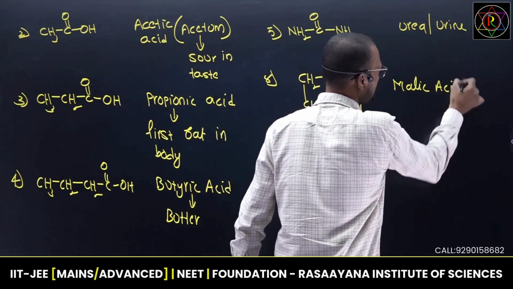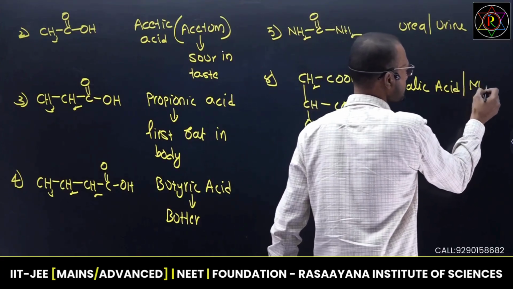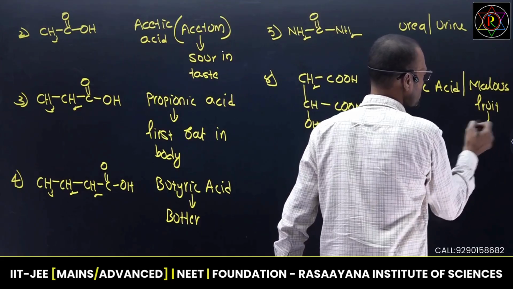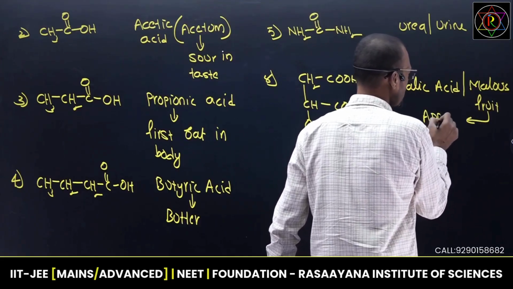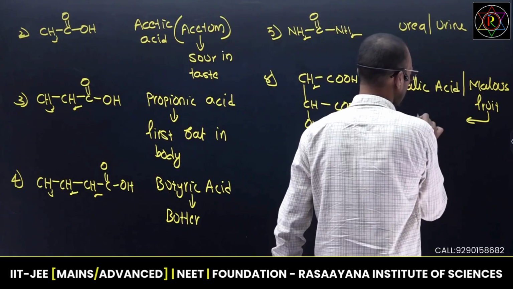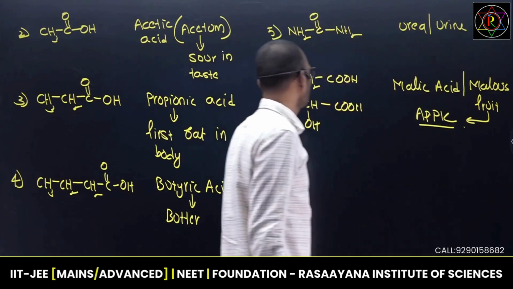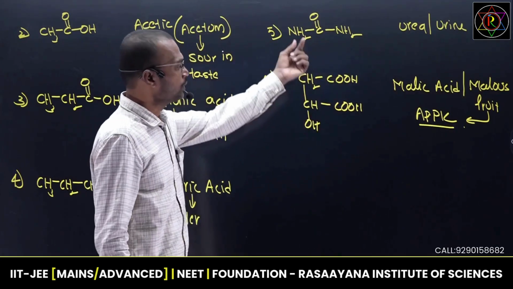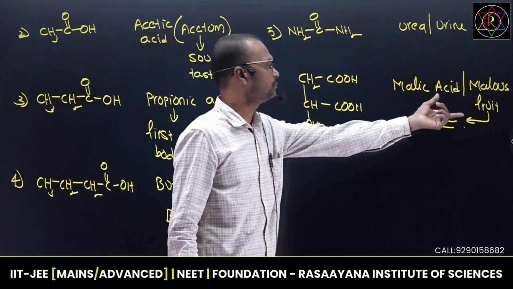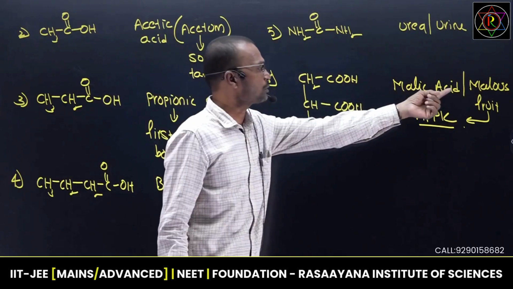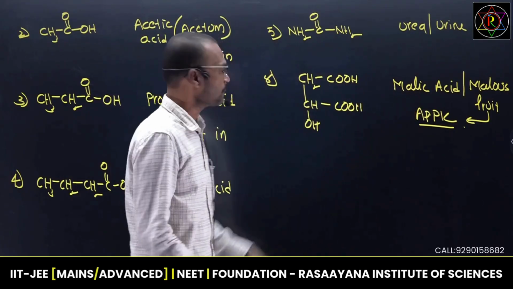This is called malic acid, derived from malus fruits. Malus fruits, best example is apple. That's why it is given as malic acid. Mostly it is present in apple. That's why it is given as a malus fruits. So malus fruits are the common source, that's why it is given as malic acid.